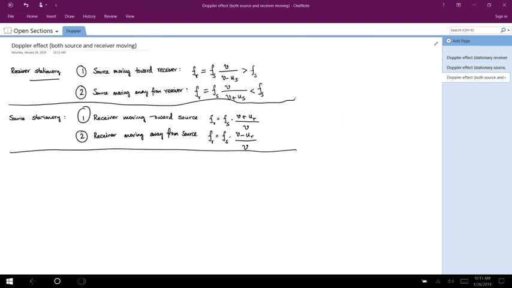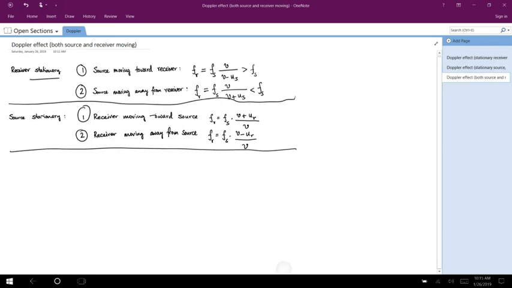Okay, so far we have worked out the Doppler effect formulae for receiver stationary, source moving toward or away from the receiver, and then separately source stationary, receiver moving toward or away from the source. Notice one thing though, that we can set up a convention and then make these formulae slightly easier. So let's say that this is my source and this is my receiver, right?